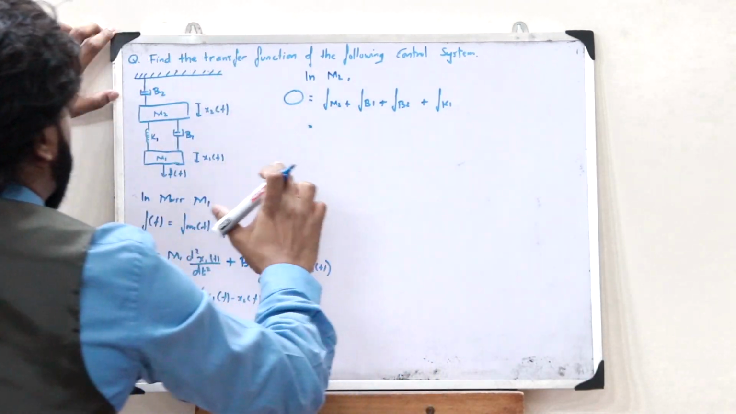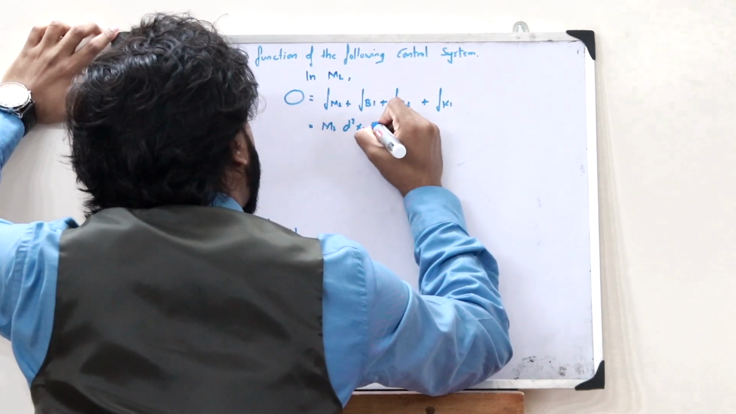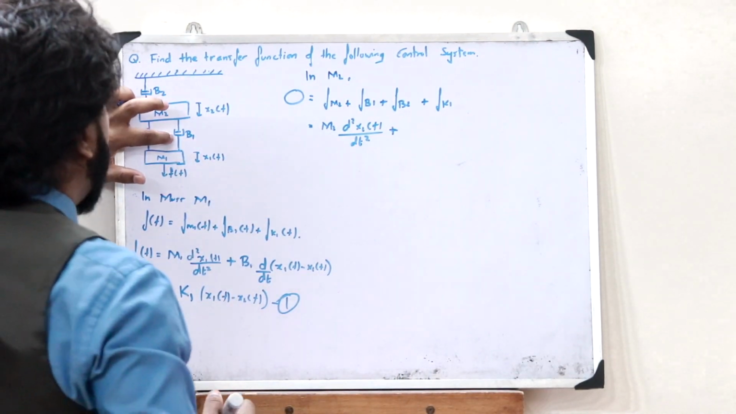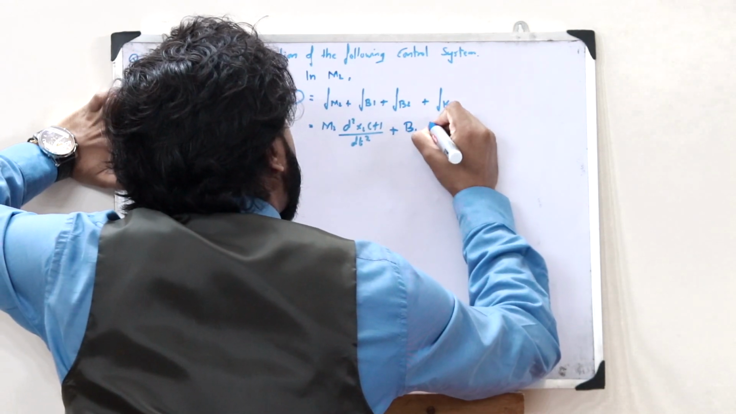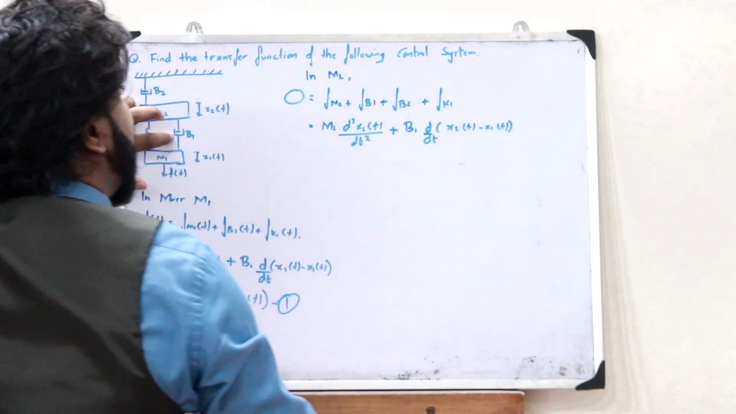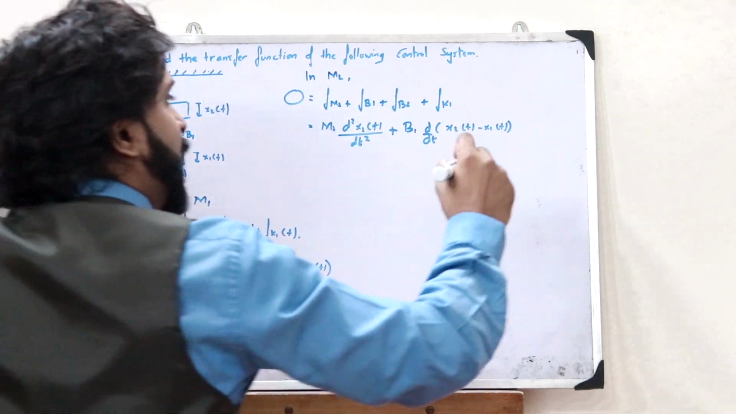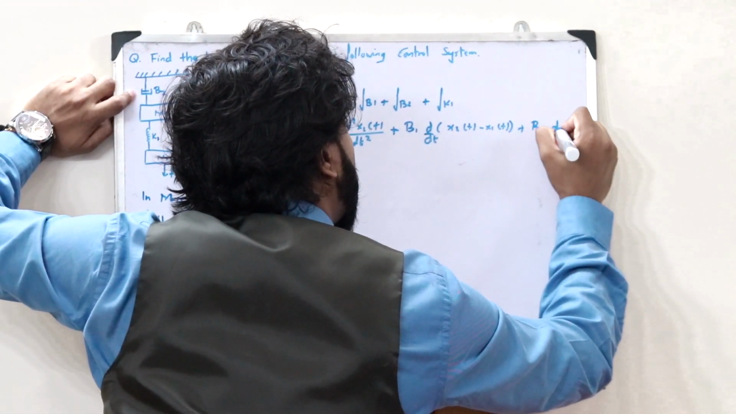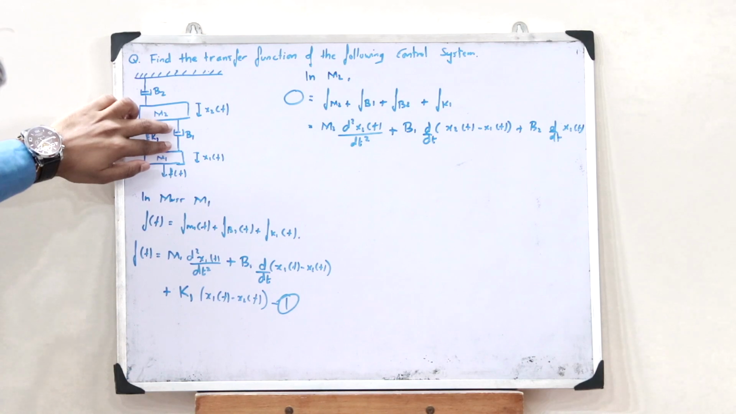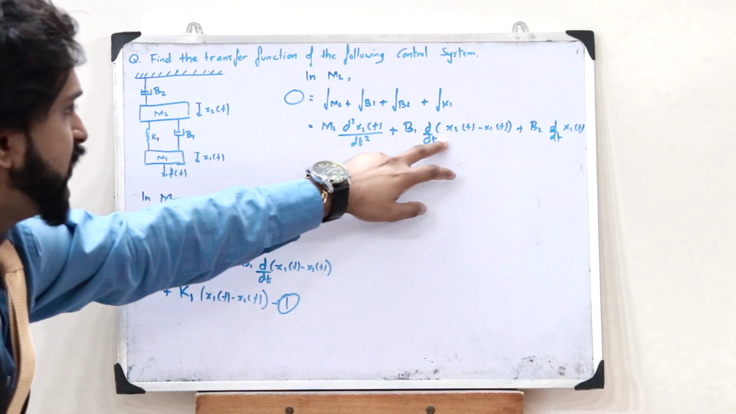So this would now become equal to the force because of M2 is given as M2 into d squared x2 of t divided by dt squared, plus now the force because of this particular damper is given as b1 into d by dt of x2 of t minus x1 of t. That is the force because of this particular damper, and now the force because of this particular damper is simply given as plus b2 into d by dt of just x2 of t. So this is because for this particular damper it is connected to both these masses M2 and M1. That is why we are taking the subtraction of these two displacements.